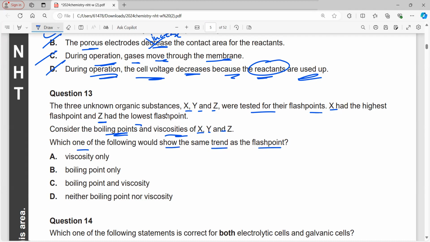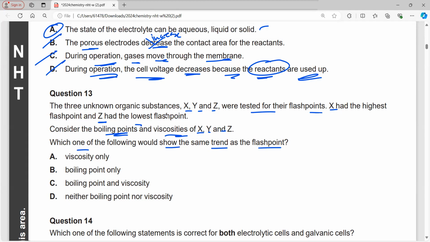So what X, Y, and Z represent, okay? Well, what flash point represents is how strong the intermolecular forces are, right? And so what we're seeing here is X, Y, and Z. If X has the highest flash point, it means that it's the most resistant to its intermolecular forces being broken. So X has the strongest intermolecular forces and Z has the weakest intermolecular forces.